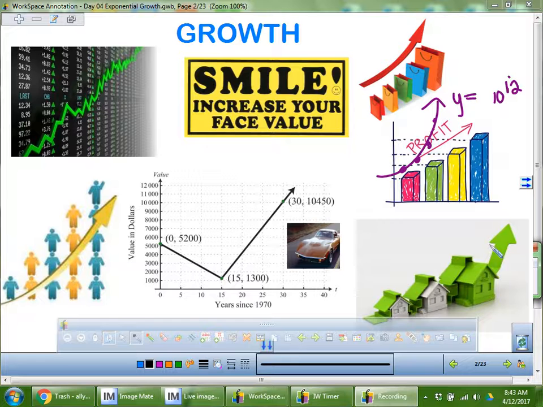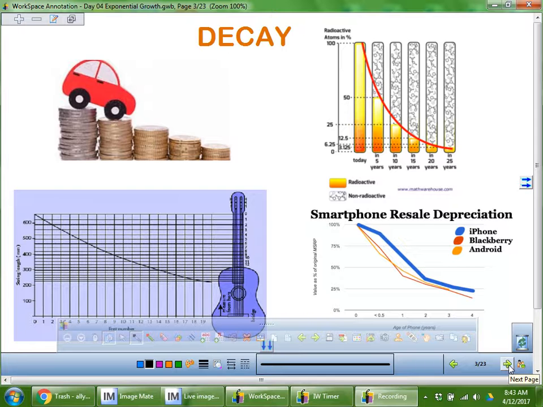I think this is trying to show a really old classic car, the value of it would increase over time, right? So we're going to be dealing with all those kinds of things. Yeah, absolutely. All right, we're also going to look at decay.